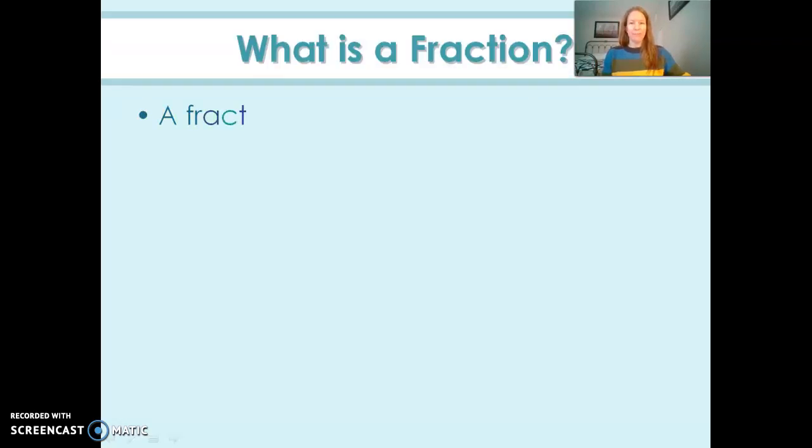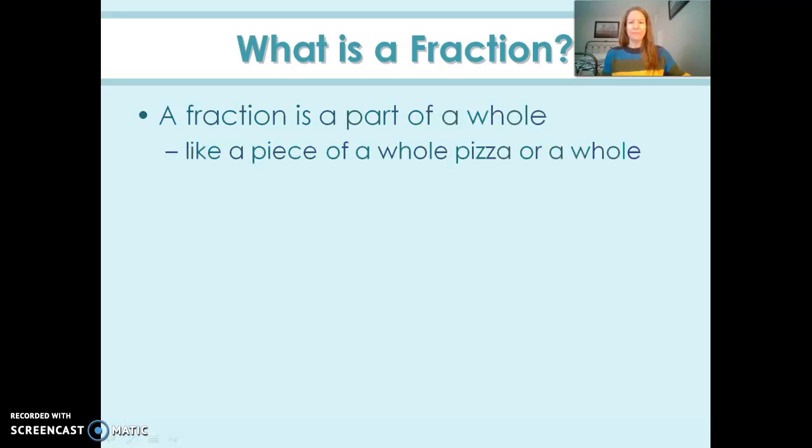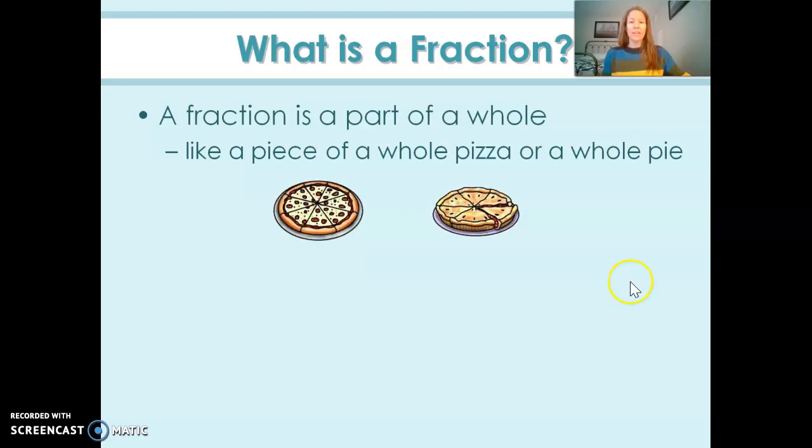What is a fraction? A fraction is a part of a whole, like a piece of a whole pizza or a whole pie. So here is our pizza, here is our pie, and as you can see, the pizza and the pie are split up into different pieces, and that is part of the fraction.